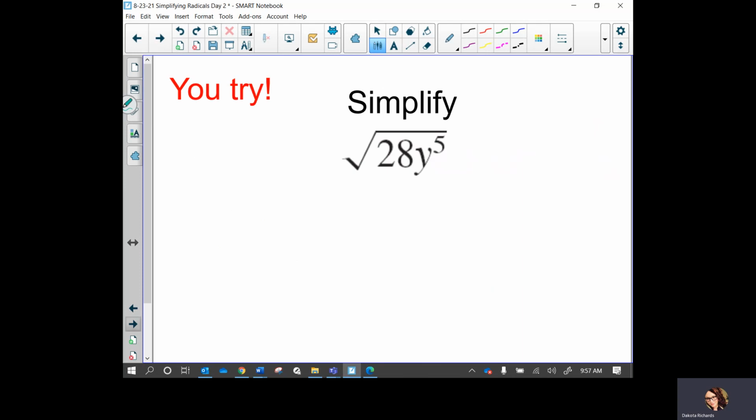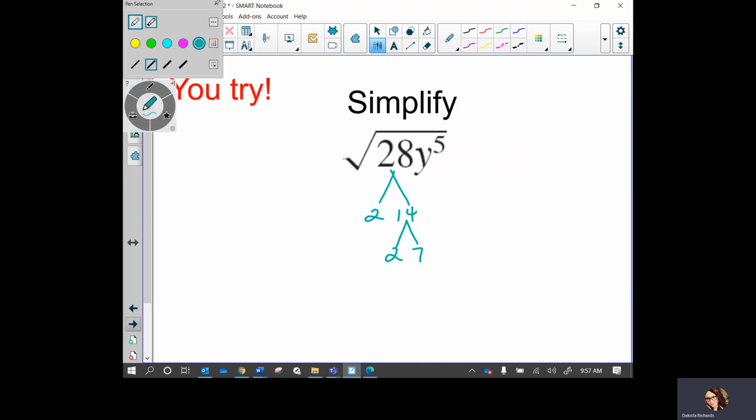All right, pause the video. You try this one on your own, see how you do, and we'll go over it. Okay, you should have paused the video. So what you can do here is break down the number 28. I see 2 times 14. And then 14 breaks down to 2 times 7. We have a pair of 2's here. Oh, you can't see that. Whoops.